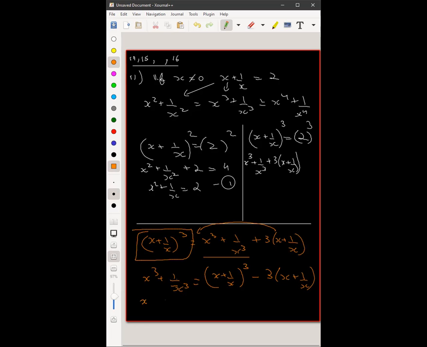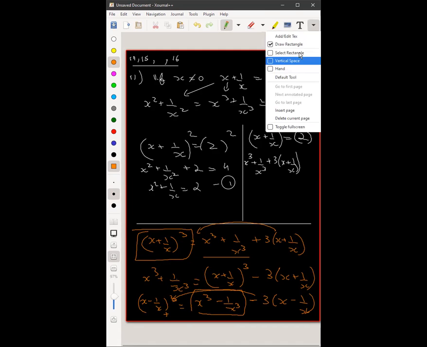Similarly, if I have x minus 1 upon x, the whole thing cubed, I'll get x cube minus 1 upon x cube. Then what will I get, plus or minus? We'll get minus 3 into x minus 1 upon x. All are minus. But if I get only this value, then when I transpose this here, what will happen? It changes to plus. Is this clear? So remember, in the expansion of x plus 1 upon x, the whole thing cube, everything is plus. In the expansion of x minus 1 upon x, the whole thing cube, everything is minus.